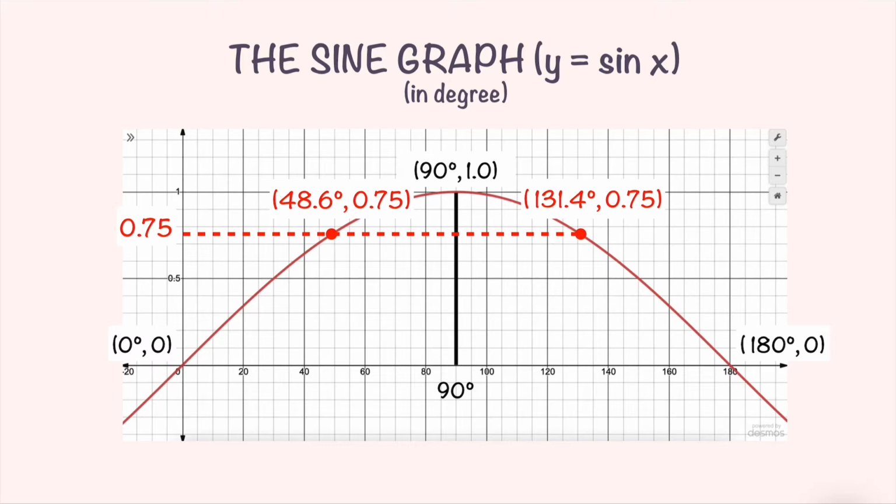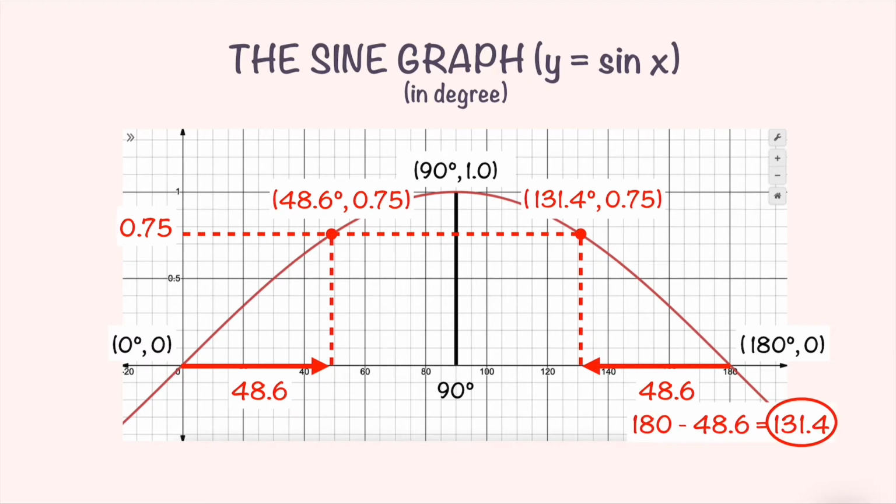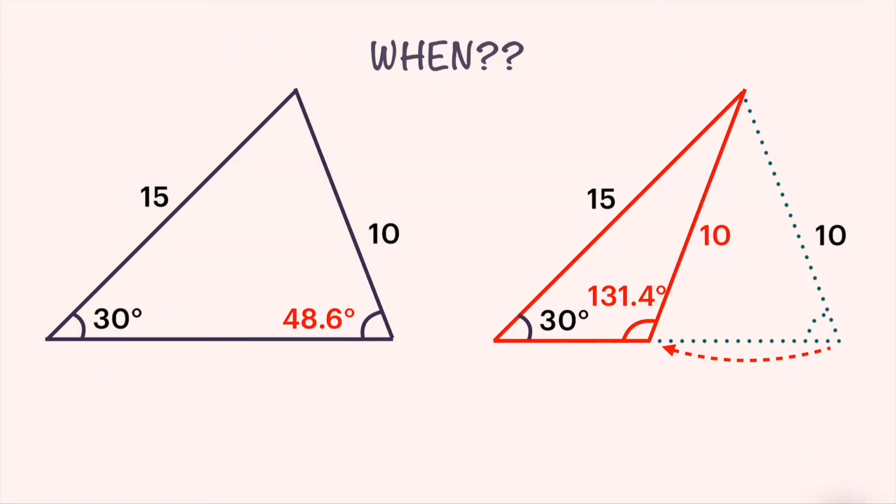Then how do we find the other answer, which is 131.4? Because no matter how many times you try your calculator, it'll only give you 48.6. This is what you do. You may have noticed, but this graph is symmetrical. So that means by the amount that you move right from 0, if you move to the left from 180, you'll find the other value. In a simple math equation, 180 minus the answer from the calculator, in our case, 180 minus 48.6, and that is 131.4.